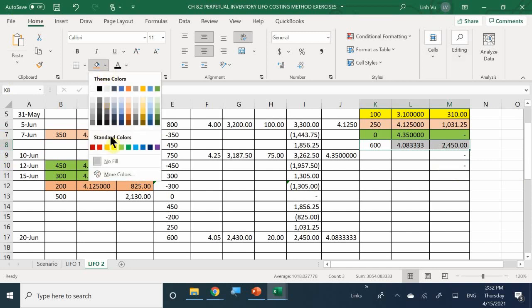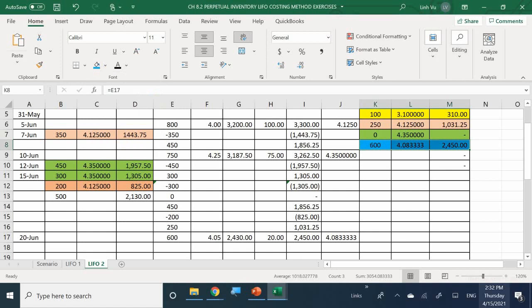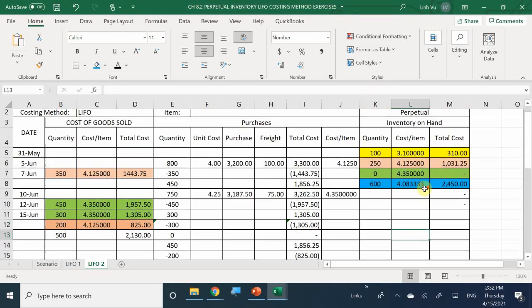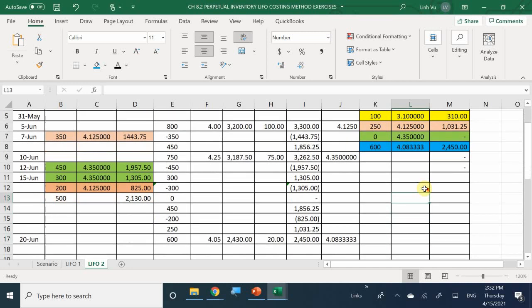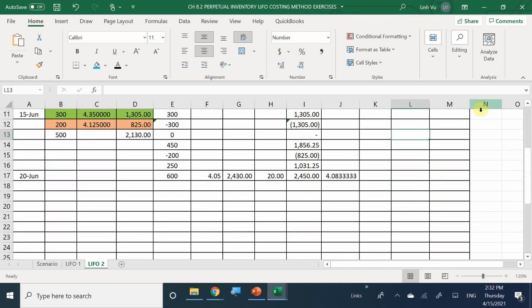There's no blue. Yeah. Okay, we need a blue. Okay, there we are. We got a blue. Okay. Sounds like a football play. Go blue. Okay. So here we are. 600 is now going to be the blue batch. Okay. All right.